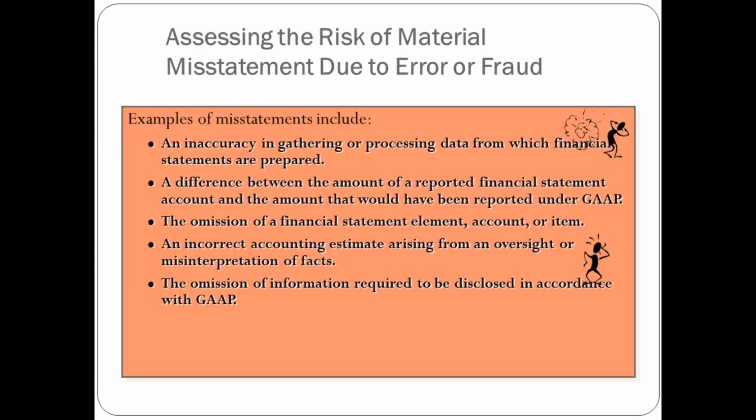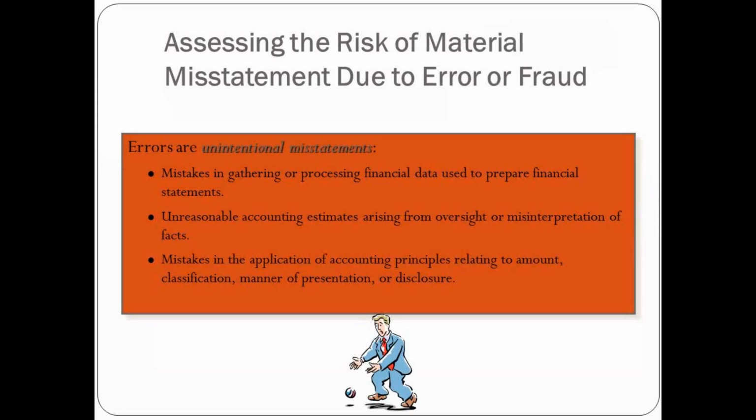So what an auditor has to do is determine whether this is an error, or is management trying to fraudulently report information in the financial statements. That's a judgment the auditor has to make. I already said errors are unintentional. And usually they relate to things such as the gathering and processing of financial data, unreasonable accounting estimates because there's an oversight or a misinterpretation.